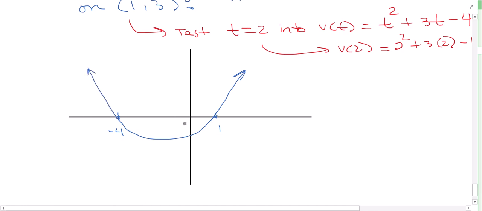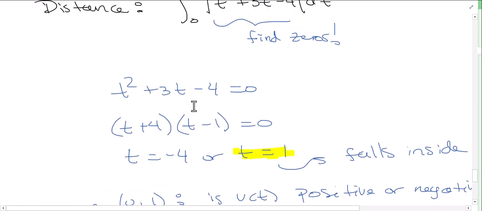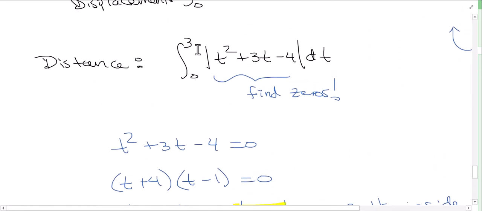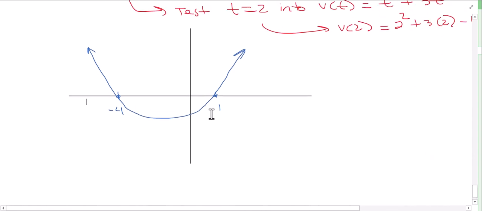And we're looking at the interval from 0 to 3. Was that our interval? Yeah, from 0 to 3. So not drawn to scale here. So you're going from 0 to 3, and you're looking at this area. That's for the displacement, but for the distance, this part that's underneath the axis, I need to bring it up, right?